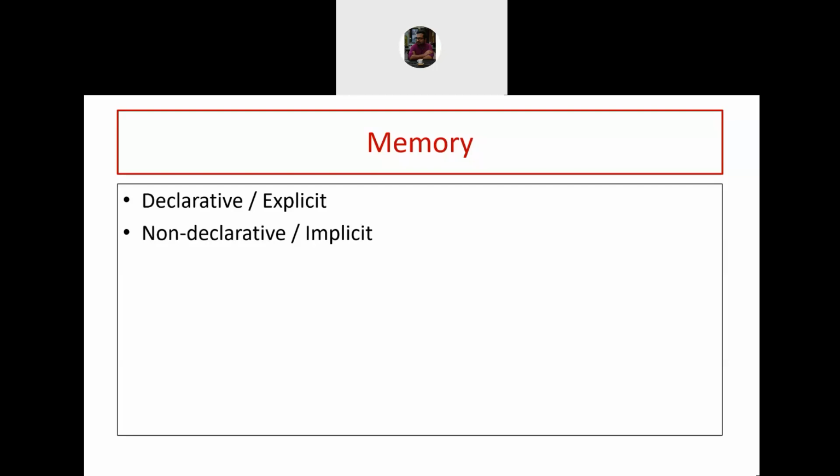Memory, broadly, based on what it is about, can be divided into two forms: declarative or explicit memory and non-declarative or implicit memory. So what is declarative memory and what is non-declarative memory? Declarative memory are essentially facts or events that you remember. Non-declarative memories are essentially the skills that you develop, the intuitions that you develop. It's not something that you can really speak about, but it's something that you can perform.